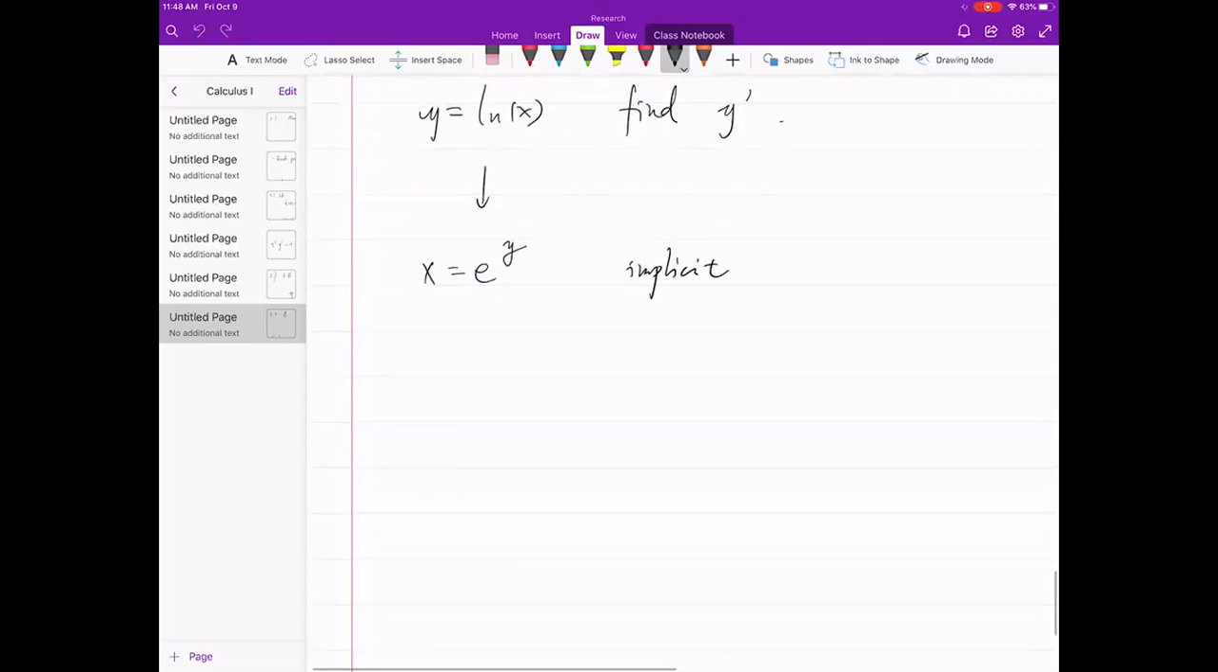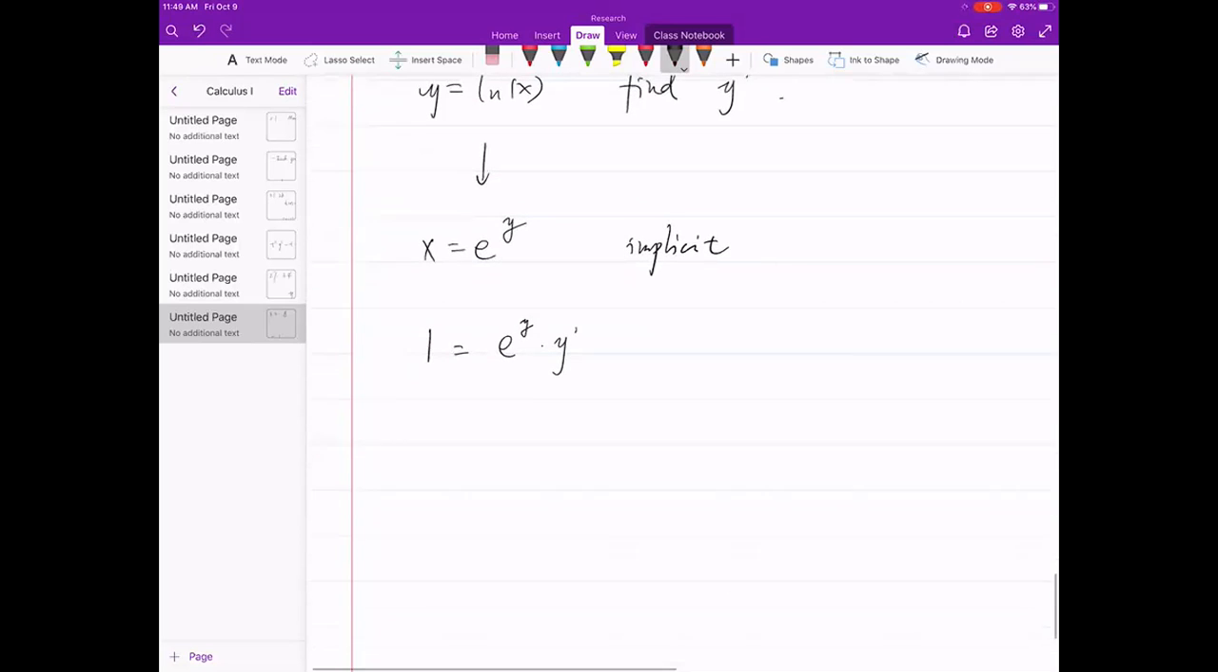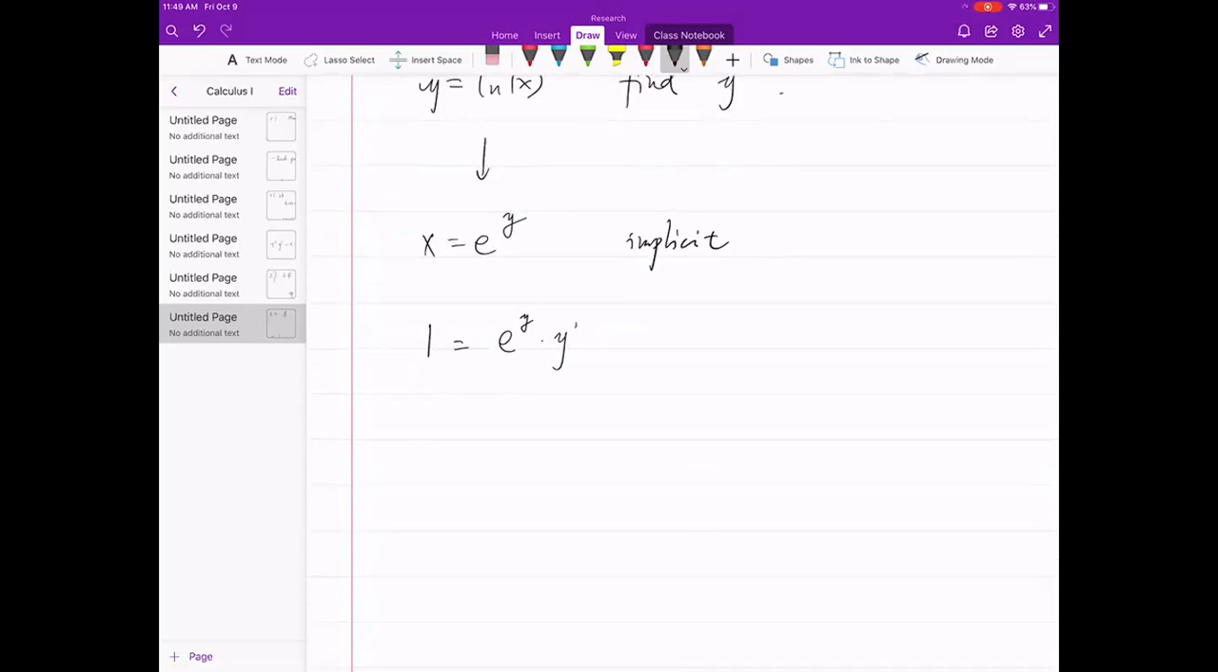Derivative on both sides. What's the derivative of x? That is 1. What is the derivative of e to the y? That's going to be e to the x, if it's x. But if it's y, I do this. When I finish, I times y prime. Sounds good? Finally, what is y prime?